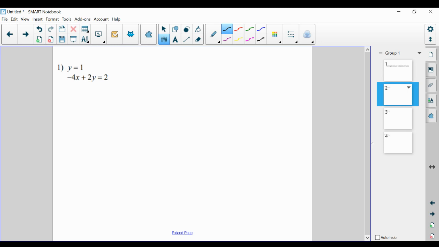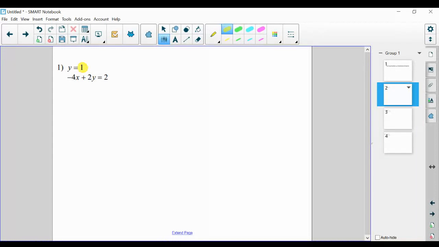Problem number 1 is the system y is equal to 1 and negative 4x plus 2y is equal to 2. So we want to find the point of intersection as if we were to graph these equations. Now, we aren't going to be graphing. We're going to be using that substitution method. So we're looking at the pure algebra relationship between these two equations. And we want to find that x comma y, that if we substitute it into both equations, it's going to be true.